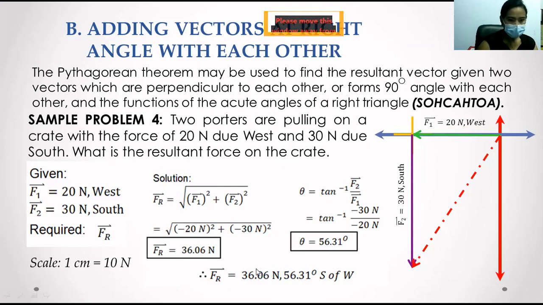Therefore, to summarize our results, resultant force is equal to 36.06 newtons, 56.31 degrees south of west. So this angle measures 56.31 degrees south of west, and the length of this arrow is 36.06 newtons. Or in total, the resultant force on the crate is 36.06 newtons, directed 56.31 degrees south of west.